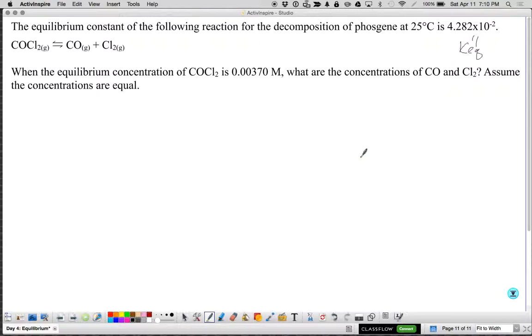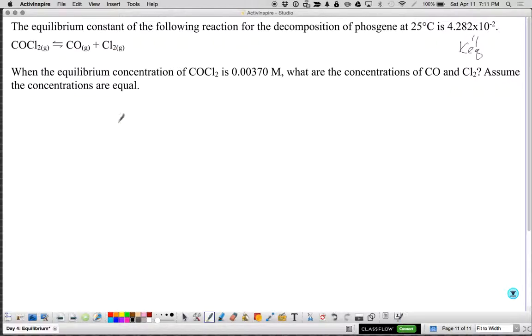What? Two unknowns? But we only have one equation! What are we going to do? Well, there's this last part. Assume the concentrations are equal, which is a reasonable assumption, right? If you started out with 1 mole of this and you lost, let's say, 0.5 moles, you would expect to gain 0.5 moles and 0.5 moles because everything is in a 1-to-1 ratio.